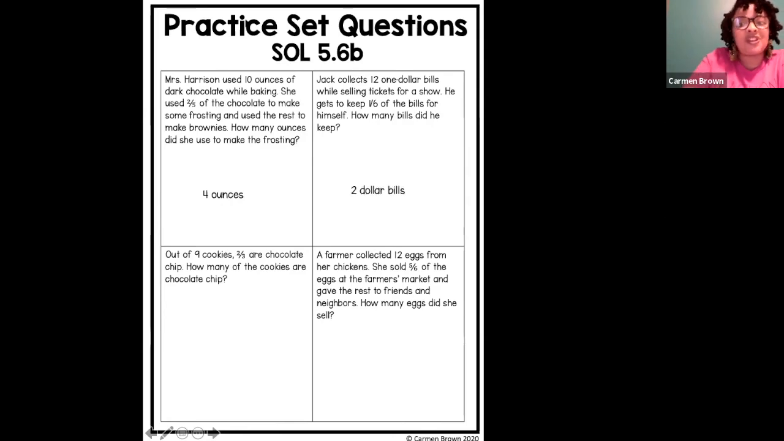He kept $2 bills. Out of 9 cookies, 2/3 are chocolate chip. How many of the cookies are chocolate chip? 6 chocolate chip. Do you like chocolate chip cookies?